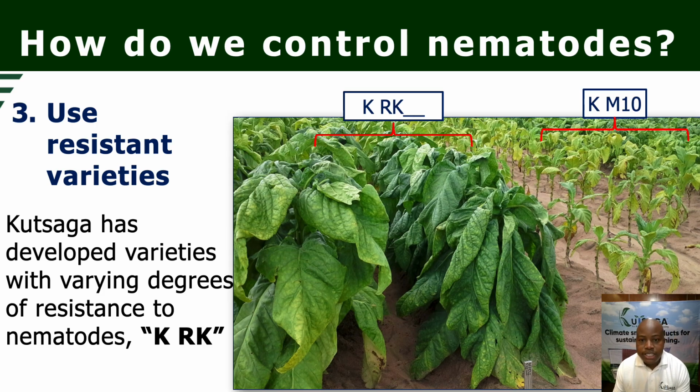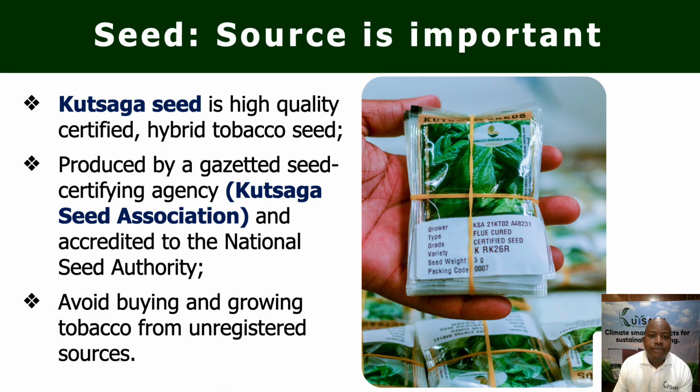We have invested as Kutsaga a lot in the production of root knot nematode resistant varieties. Kutsaga has developed varieties that have different degrees of resistance to nematodes depending on the nematode status in your soil. It's very important for you to buy high quality certified hybrid tobacco seed. We have noted with concern that there are a lot of marketers who are selling non-registered seed. Avoid buying and growing tobacco from unregistered sources.